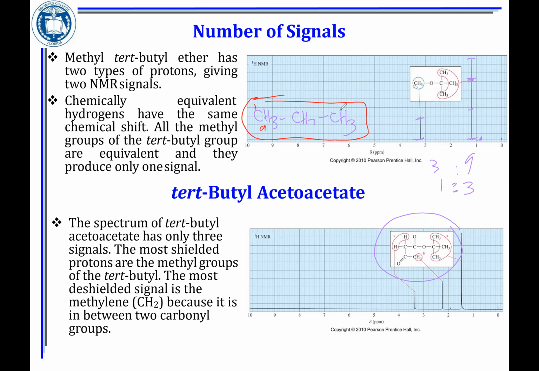Remember, we had a primary. This is a primary, this is a secondary. So if this is an A type, then the secondary is going to be B. But this primary is going to be A because these are very similar to one another. So we have two types of hydrogen. The ratio between the A and B is like 6 to 2, or 3 to 1.